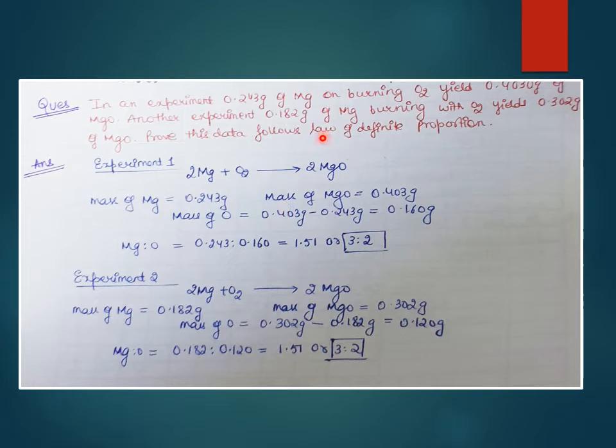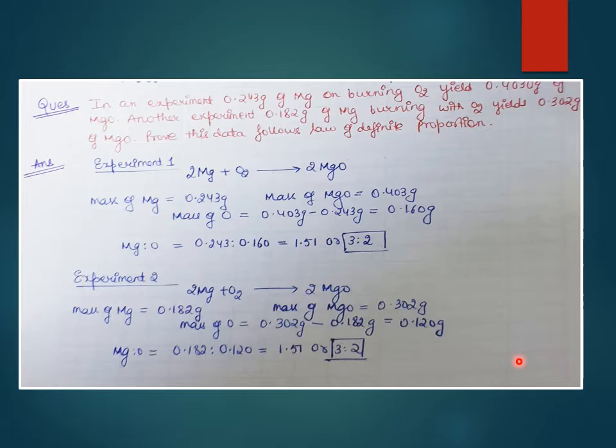Now I have to prove that the data in each experiment follows the law of definite proportion. That means the ratio of the two elements, magnesium and oxygen, in experiment number 1 and in experiment number 2, yielding two different masses of magnesium oxide, should be the same. Magnesium to oxygen mass ratio would be 3:2. Here also, magnesium to oxygen masses would be 3:2. That means the data given to us follows the law of definite proportion.